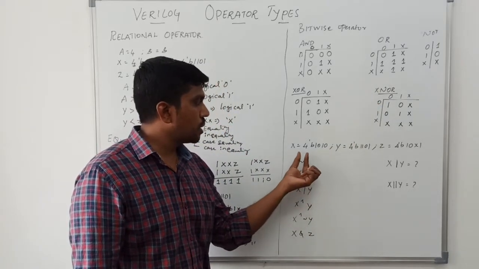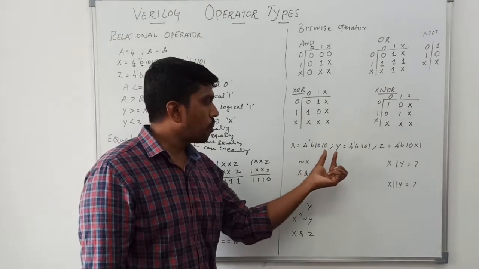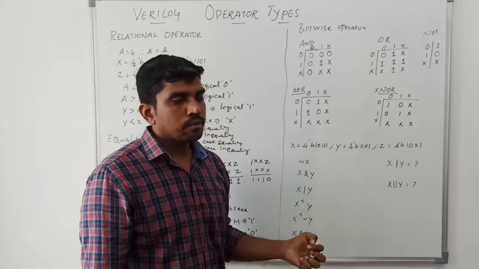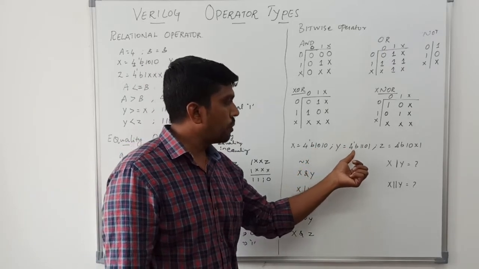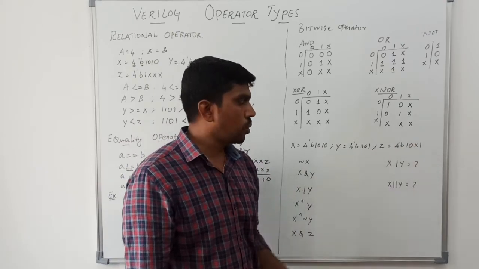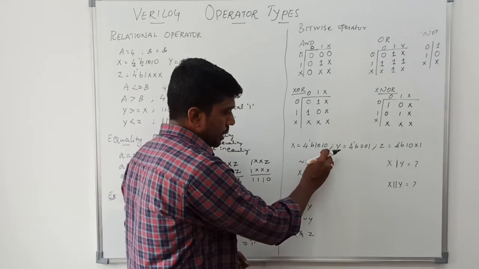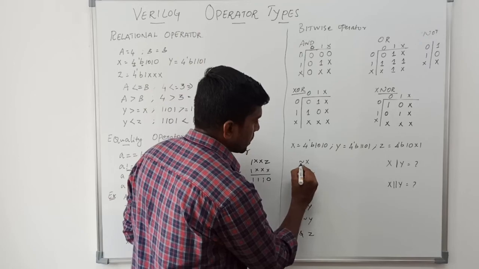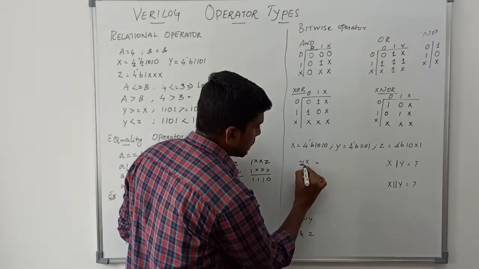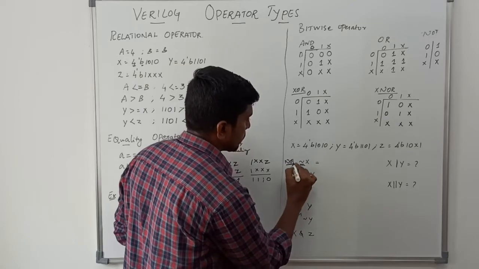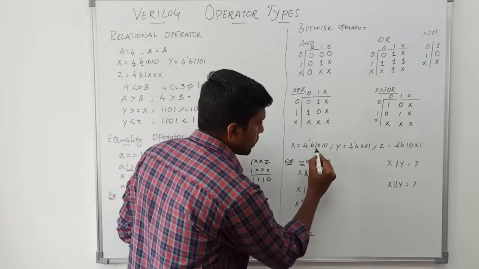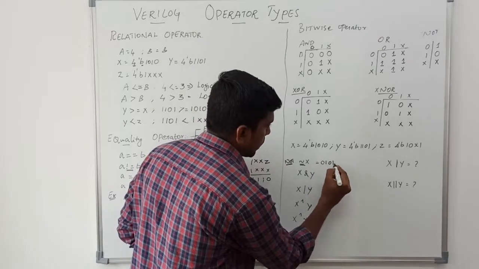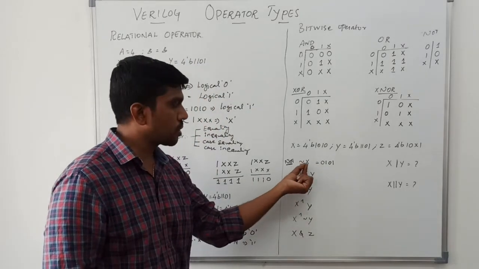So let us consider one example. In this example, we have 3 operand values x, y, z. These 3 operands are 4-bit values. So x value 1010, y value 1101, z value 10, don't care, 1. Just apply these values in these operators, so you can find the result. First one is tilde x. This tilde symbol represents the NOT operation. So NOT of x, where x value is 1010. After taking the NOT operation, the result is 0101. So this is the result of this corresponding operator.